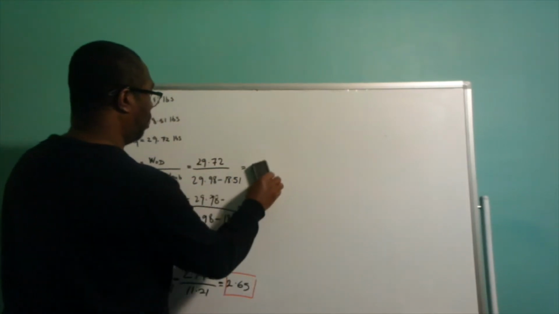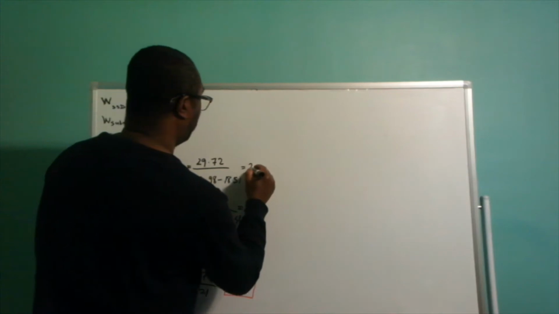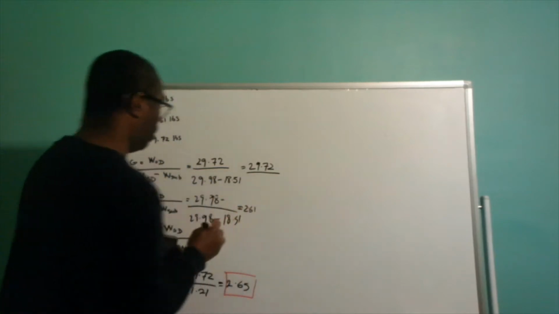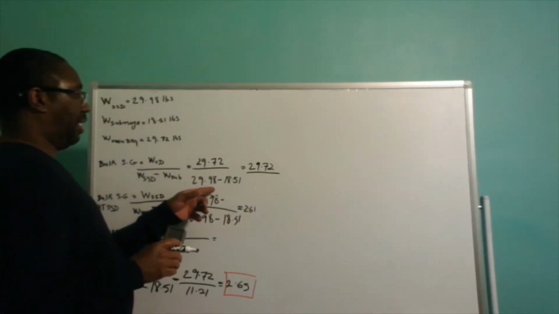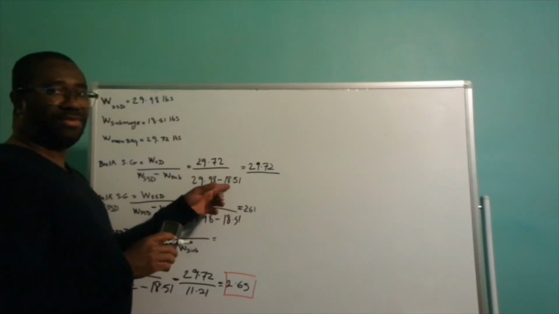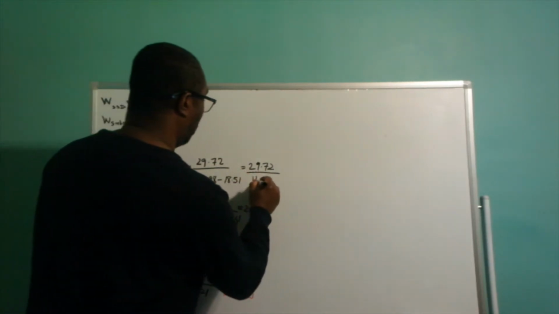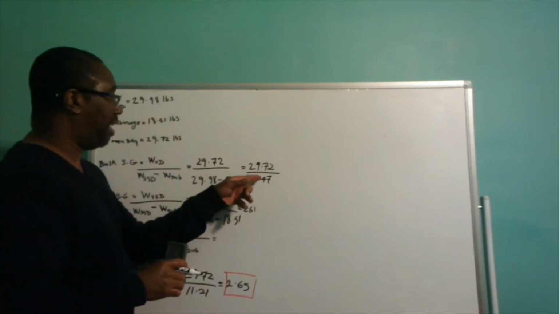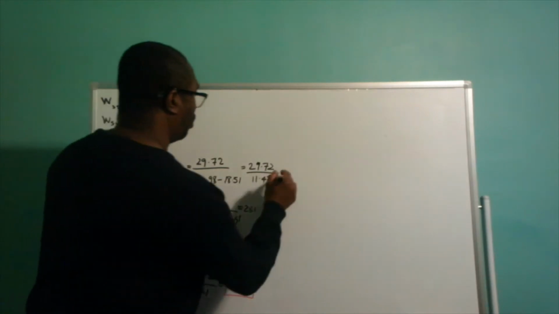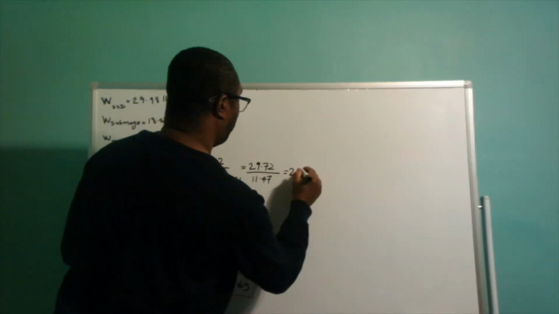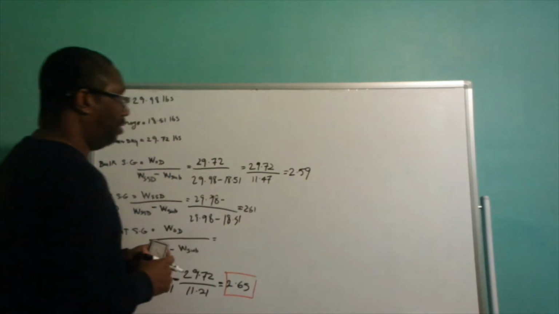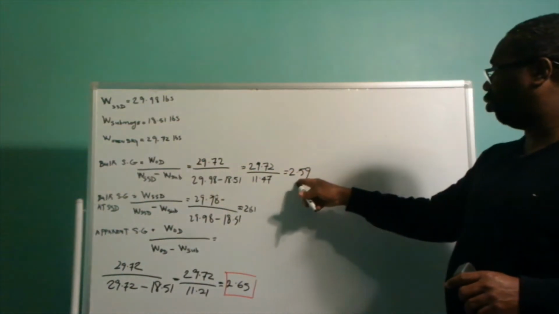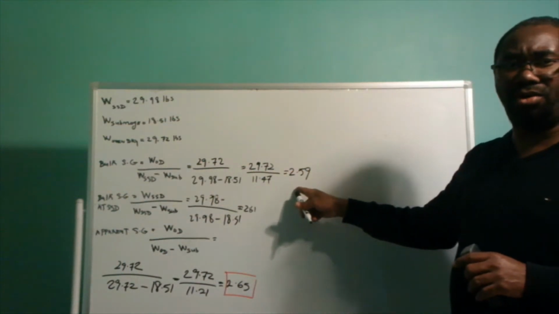Right? So this works out to be 29.72 over 29.98, subtract 18.51 from that, and that works out to be 11.47, and it's going to be 29.72 divided by 11.47, which works out to be 2.59. So therefore we have it, the bulk specific gravity works out to be 2.59 instead of that 114.